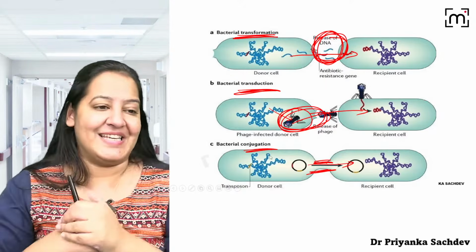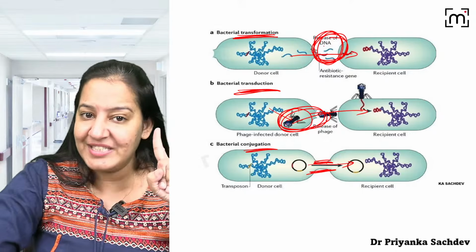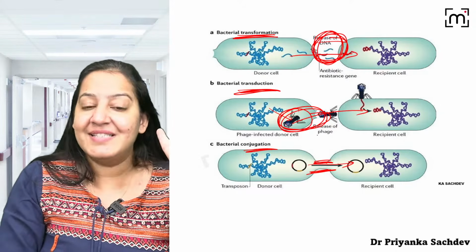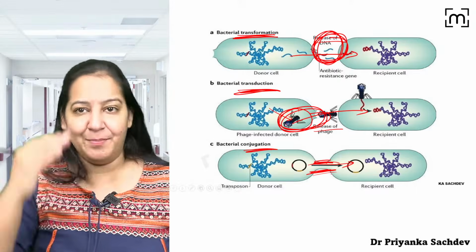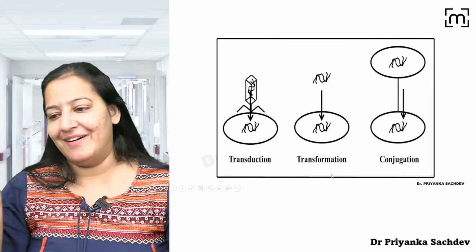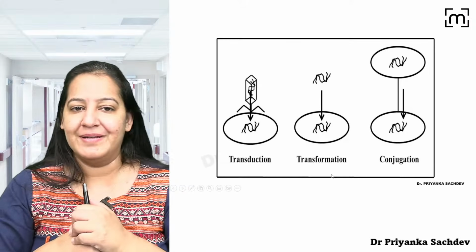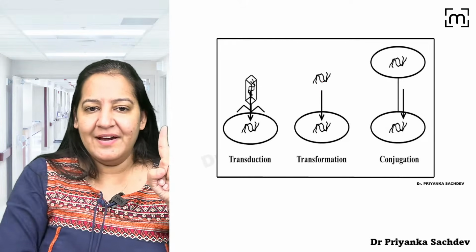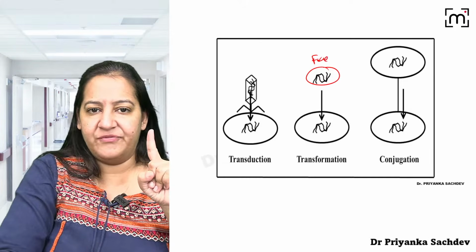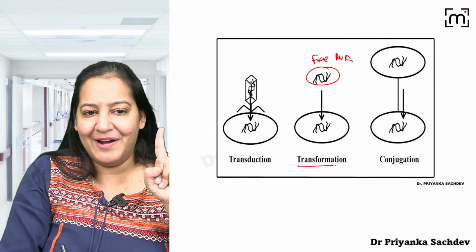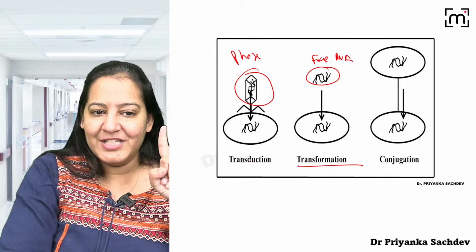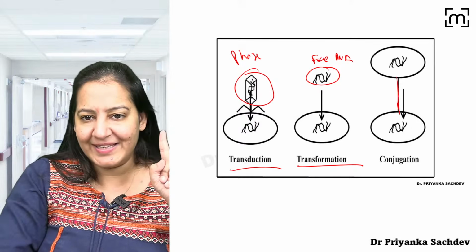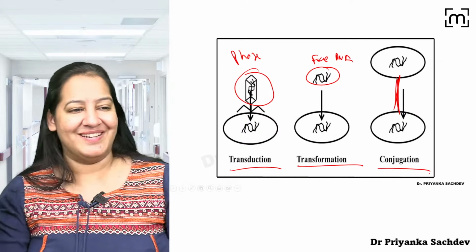So you have to learn the agency. What is the agency? Is the agency naked DNA? Is the agency bacteriophage? Or is the agency physical contact? Physical contact. So based on that, the main 3 methods, again a sketch diagram, beautiful diagram. Can you see here? This is free DNA, naked DNA. That's why transformation. Can you see this is the phage, bacteriophage. That's why it is known as transduction. And can you see a sex tube is formed? This one is conjugation. Right.